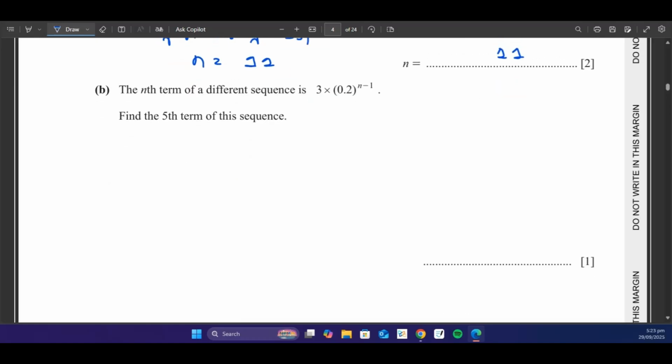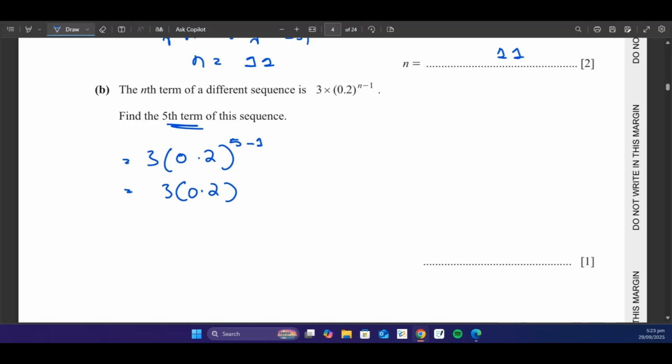Part B. The nth term of a different sequence is 3 into 0.2 to the power of n minus 1. Okay, this is the nth term of a sequence different from the one we just solved. Find the fifth term of the sequence. Alright, so we're just going to say 3 into 0.2, and we're going to replace n with 5, so 5 minus 1, and that would give us 3 into 0.2 to the power of 4.